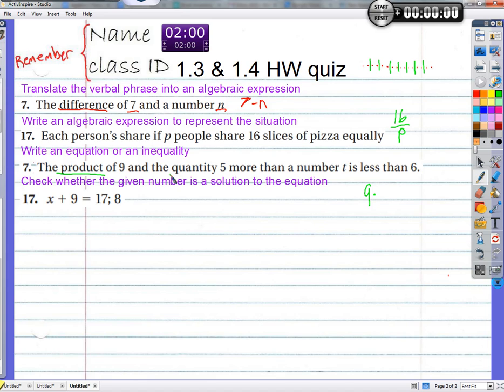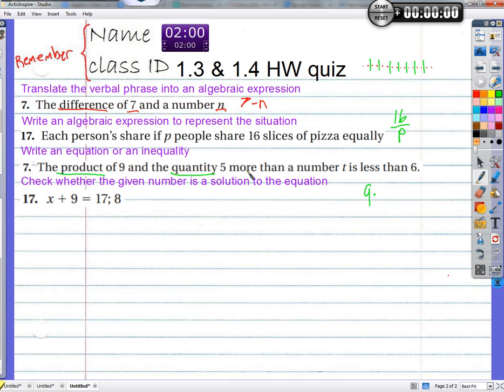When we say quantity, we're not typically going to say the quantity 3, the quantity 7, or even the quantity x. Quantity is usually in math reserved for a group of something, a bunch of things put together. So the quantity usually means there's several things going together to make this quantity, which then need to get multiplied by 9, the product of this quantity and 9.